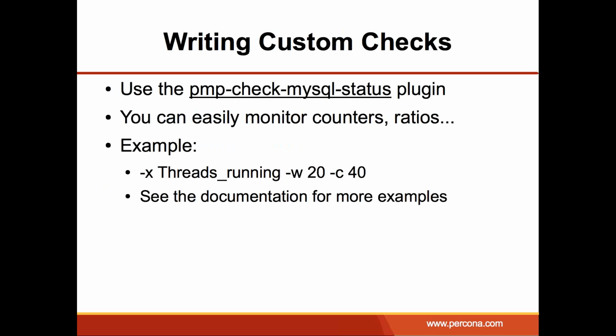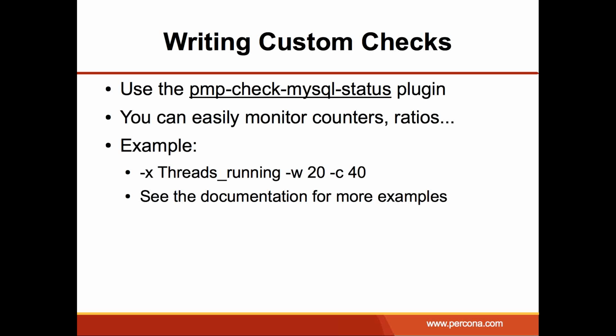I mentioned that there is a generic plugin that you can use to monitor pretty much anything that you want. So you can monitor counters and ratios of counters and the rate of increase of counters over time, for example. And I have one little example here that is just kind of a concocted example only to show how the syntax of the tool works. Here I'm monitoring a warning when the threads running is over 20 and critical when it's over 40. So the syntax is compact and very intuitive and straightforward.